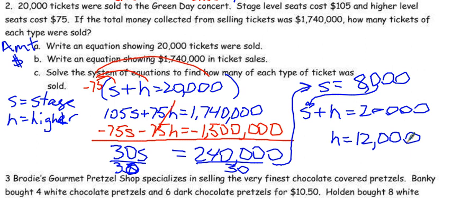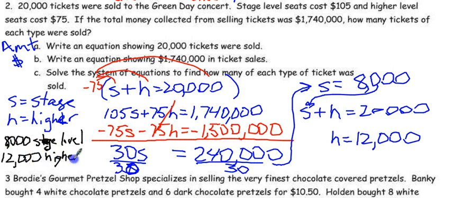So for my final answer, I'm going to say there were 8,000 stage level tickets, and there were 12,000 higher level tickets. Okay? So that's how you're going to do that one. Again, amount equation and a dollar equation.